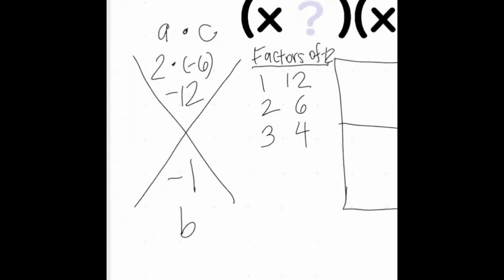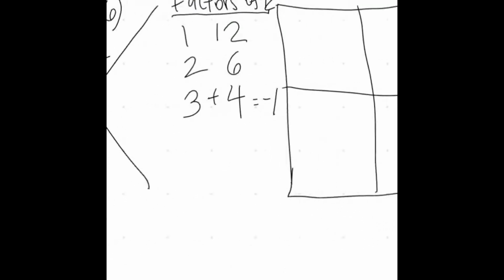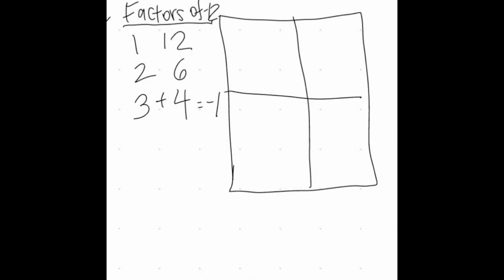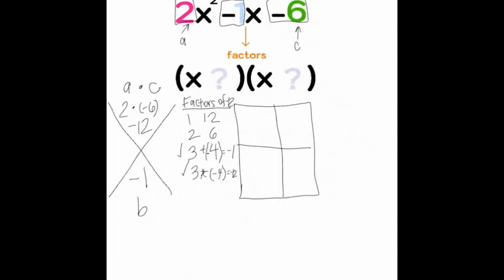So 3 and 4 are speaking to me the most because -4 plus 3 is -1. You just kind of have to look at all of them and see if you do a combination of positive and negative, it adds up. So 3 plus -4, I'm going to put it in parentheses to make it extra clear. 3 plus -4 is -1. 3 times -4 is -12, which is perfect, and that's exactly what we want. Those both check out. So now we're going to go back to our diamond and write those in.